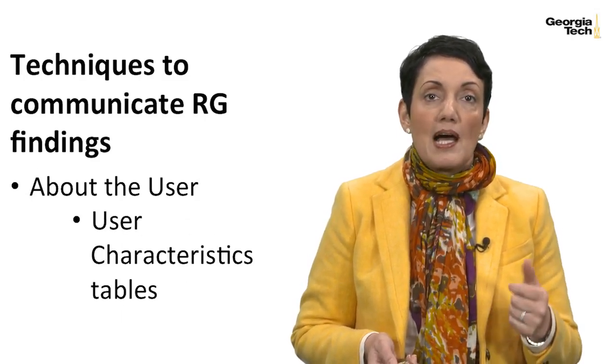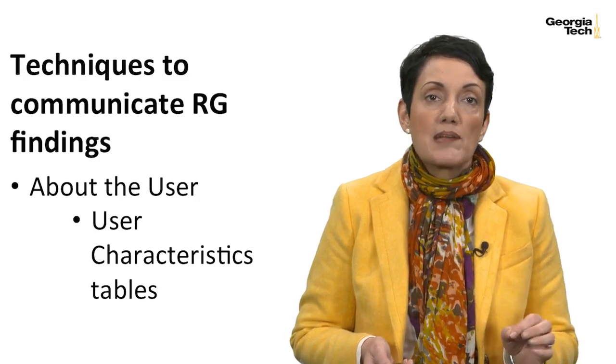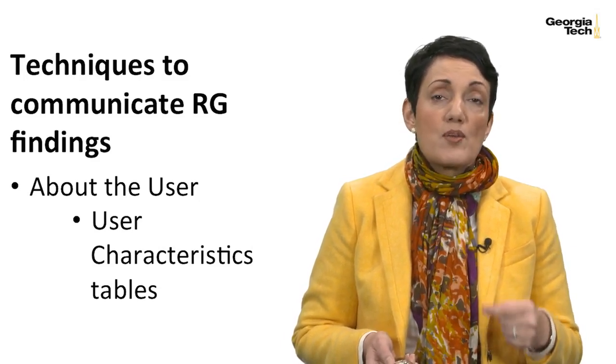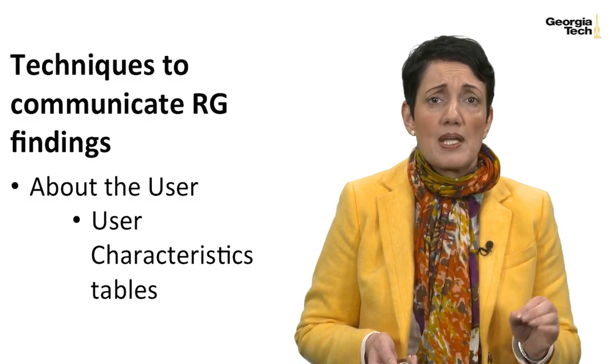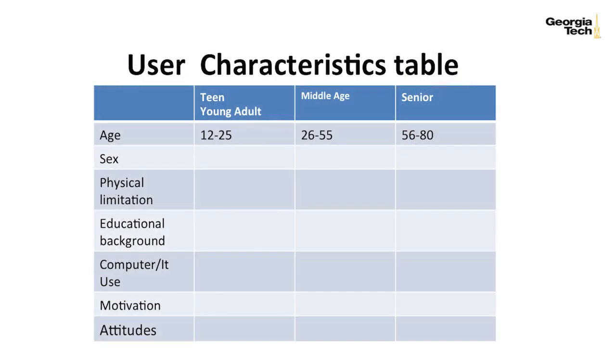Characteristics tables allow us to highlight important aspects about what we learned via the requirement gathering process. It provides a tabular summary of our findings. In this table, we see that we can include both quantitative and qualitative information.